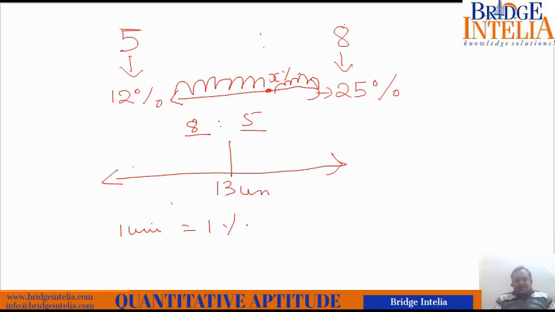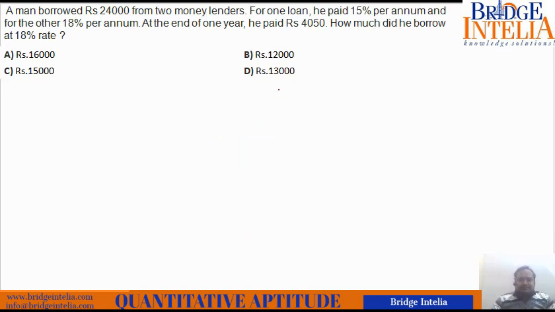So let's take a few examples to make things clear. A man borrowed rupees 24,000 from two money lenders. For one loan he paid 15% and for the other one he paid 18%. So at the end of 1 year he paid this much. So how much did he borrow? So he is borrowing from two different sources. One at 15%, the other at 18%. We have to find how much did he borrow at 18% rate.